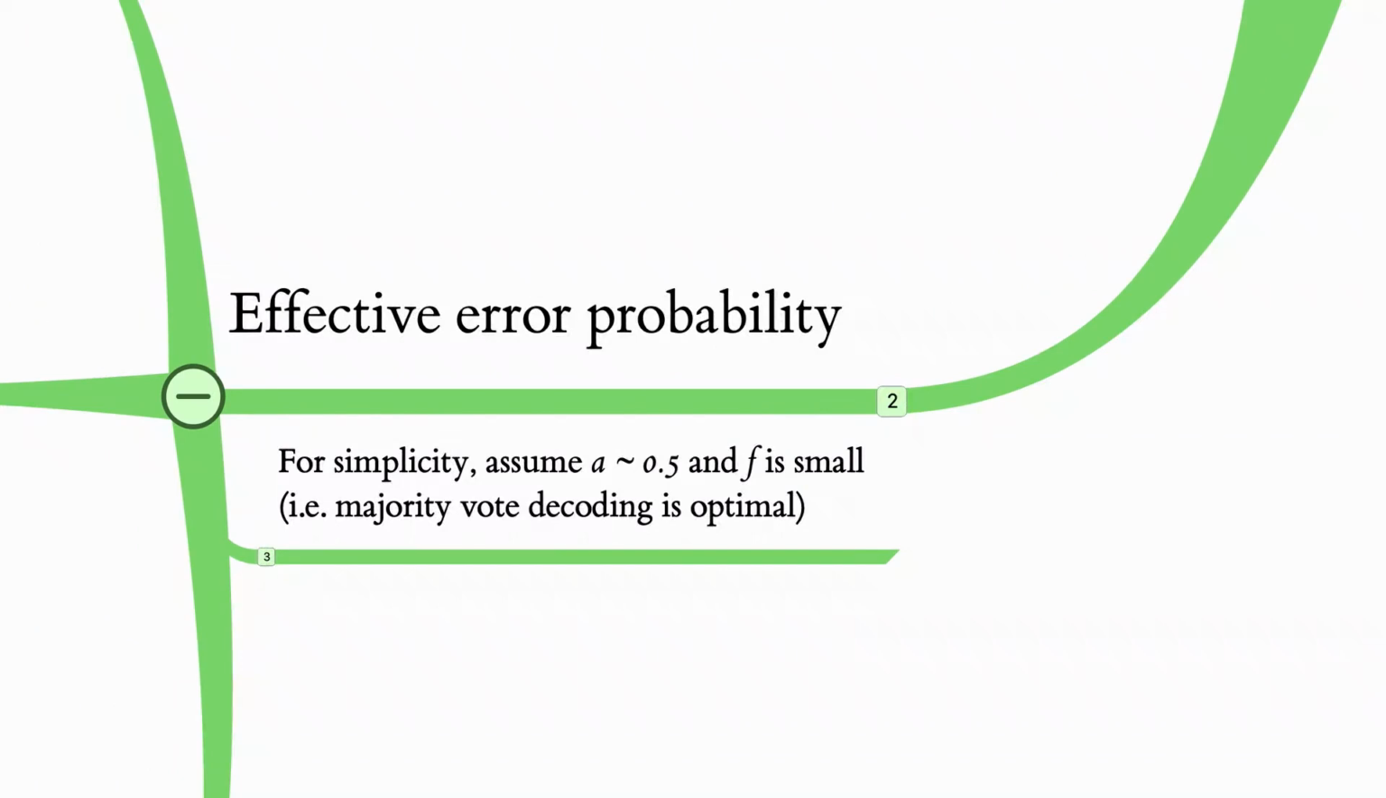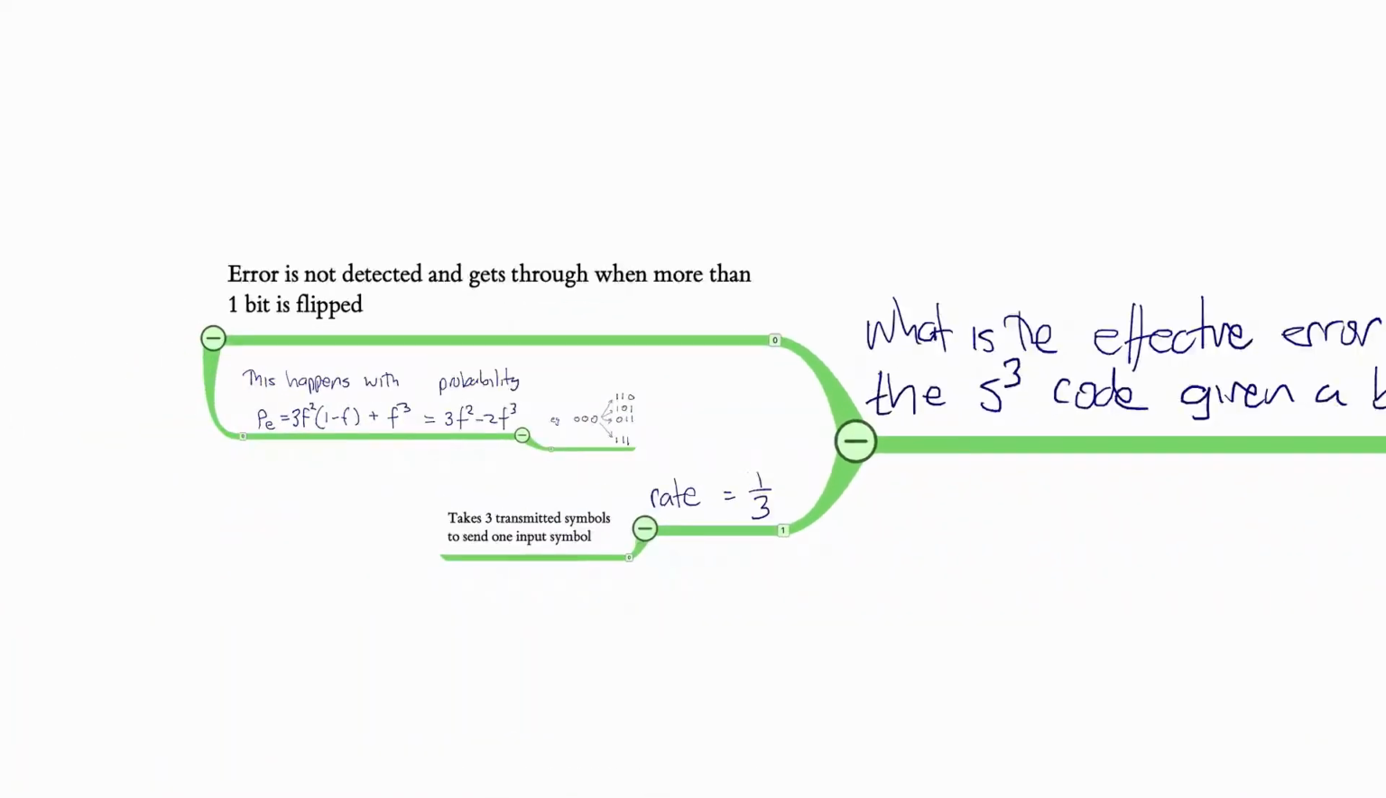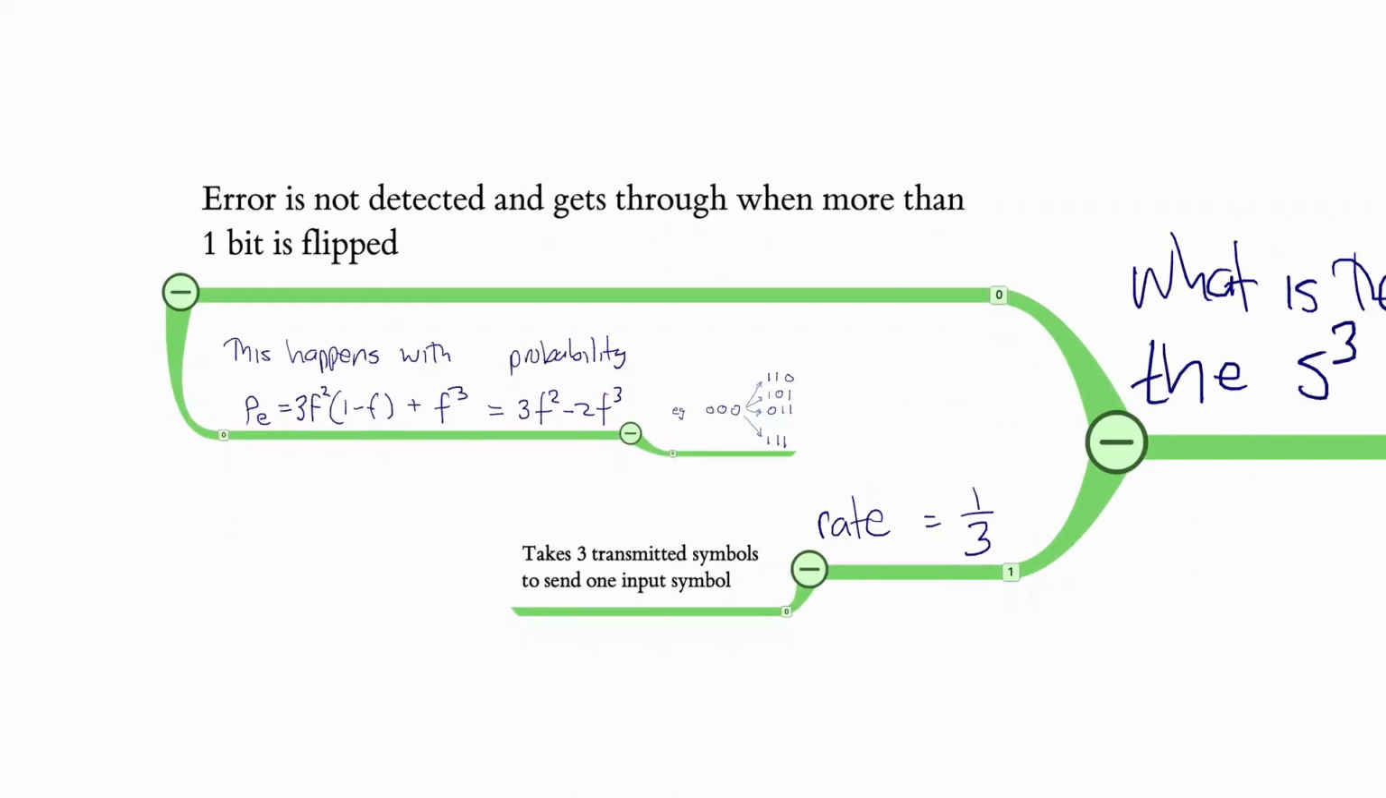Now let's look at the effective error probability once we've encoded. And for simplicity, we'll assume we're working in this case where A is approximately a half and f is small, so that the majority vote decoding is the optimal choice. And the question is, what is the effective error probability and the rate for the communication for this tripled code? Since we're decoding by majority vote, a case where an error would not be detected and would get through the decoding would be if we had 2-bit flips.